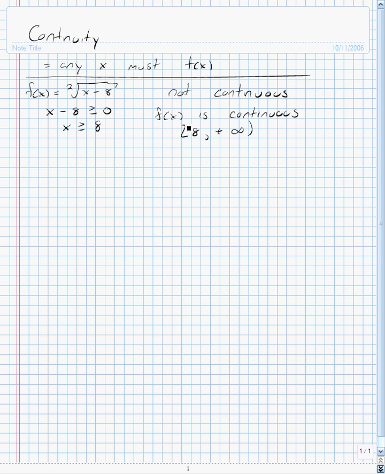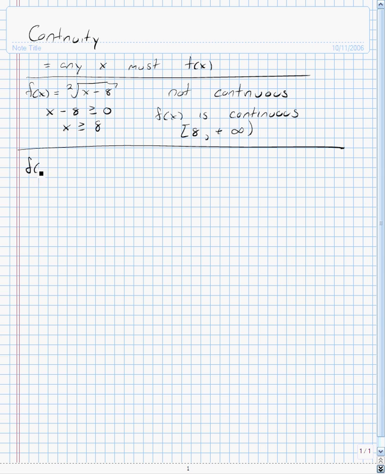If you're unfamiliar with this notation, the square bracket here means that we include 8 because it's greater than or equal to 8. And the parenthesis here means we approach infinity but never get to infinity because, of course, we can never get to infinity.